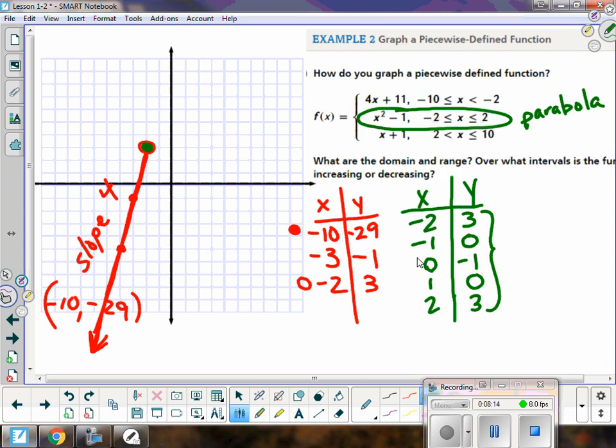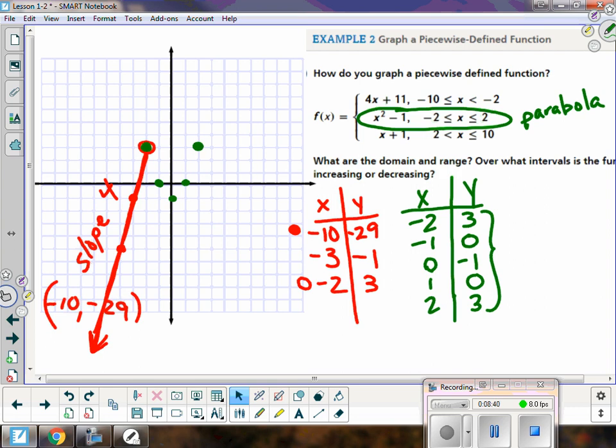If this would have been a different equation, maybe it would have just been x squared. Maybe you'd have a closed circle here and an open circle there. But in this case, it's on the same spot. Finish plotting the points. Can I close my last point?